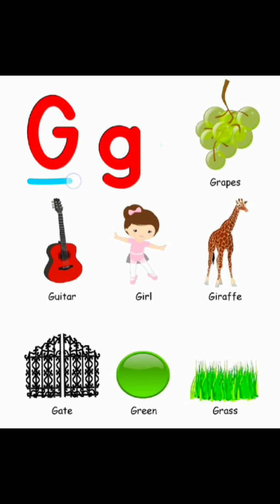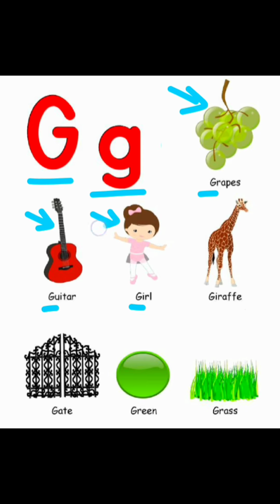Letter G. G says G. Capital letter, small letter. G. Grapes. G for grapes. Guitar. G for guitar. Girl. G for girl.